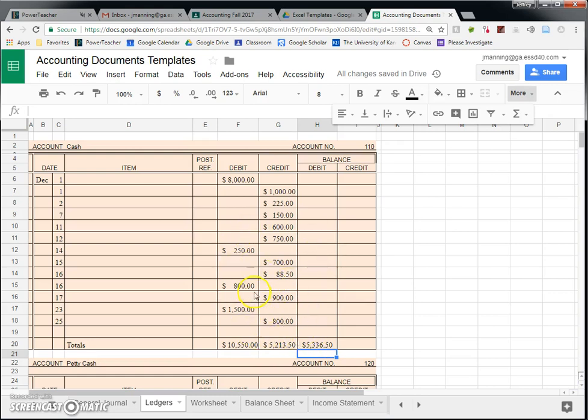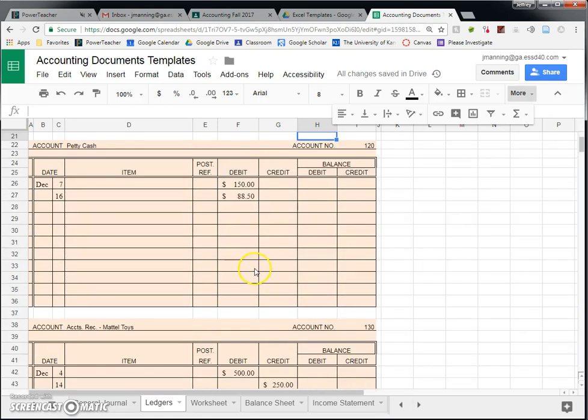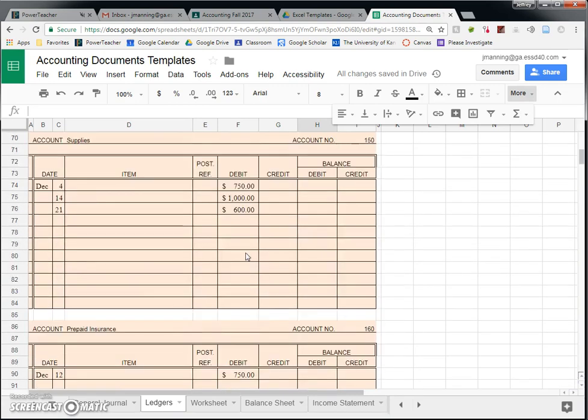This process that we just did for cash, you will actually do for every single other ledger. You'll first add up the debits and the credits, and then you'll find out if it's a debit or credit balance, and that's where you will subtract the two numbers. So I'm going to scroll down to an account that I know is a credit balance.